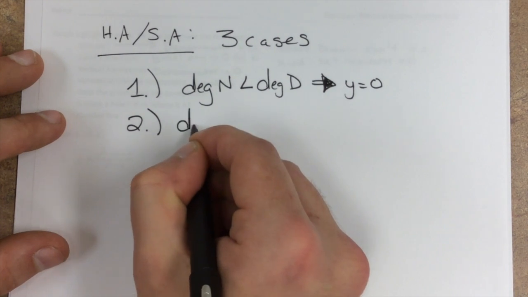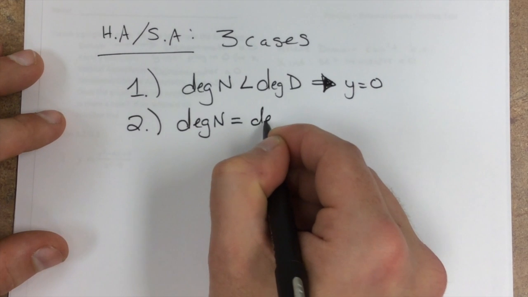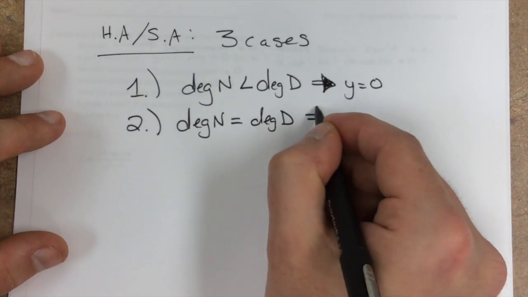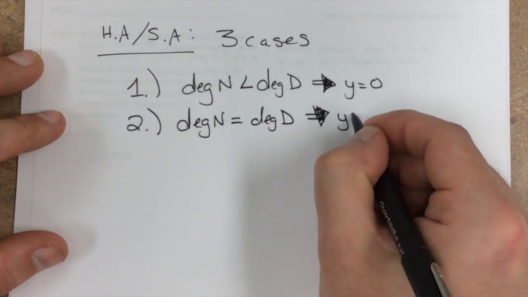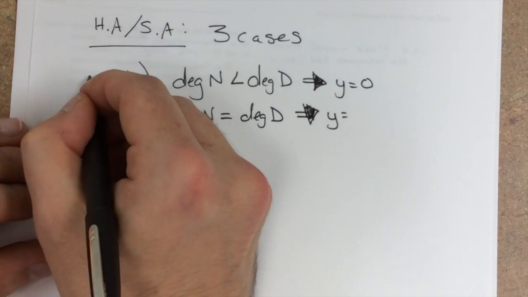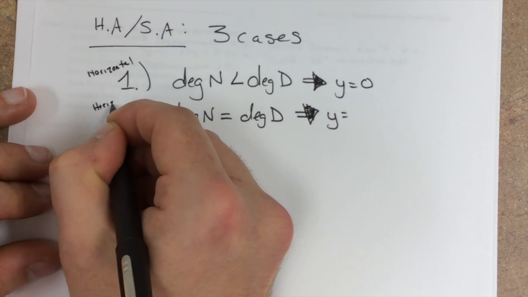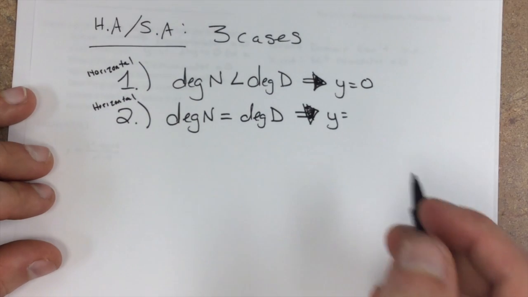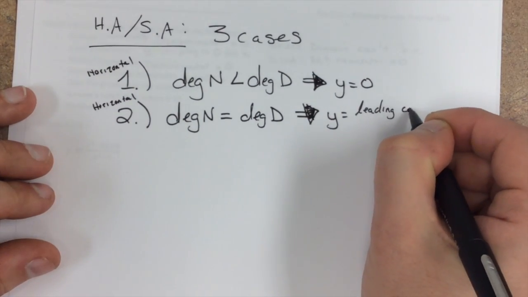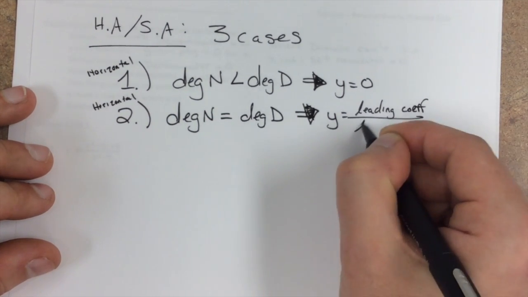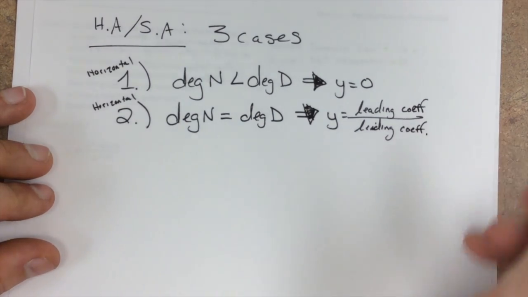Second case, we look at the degree of the numerator, and if it's equal to the degree of the denominator, then we write y equals, this will be a horizontal. The first 2 are horizontal. We write y equals, and then we take the leading coefficient of the numerator, divide it by the leading coefficient of the denominator.